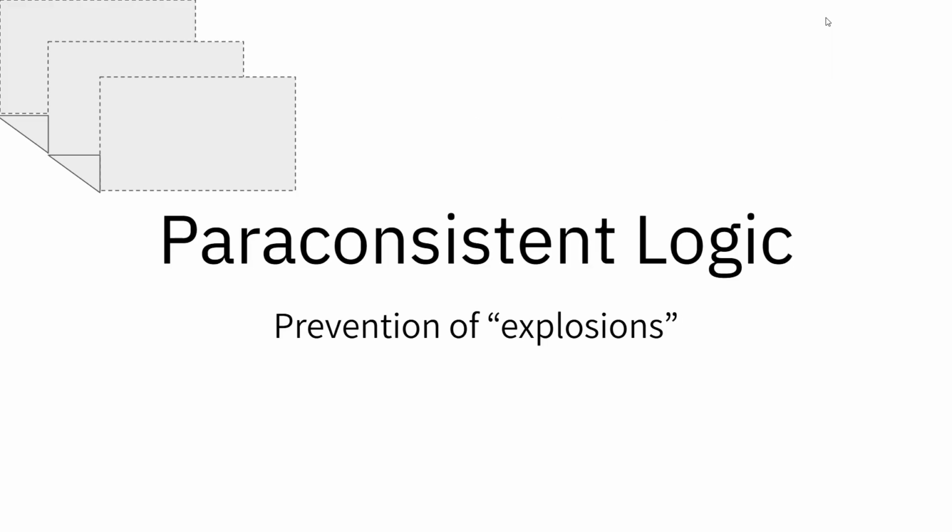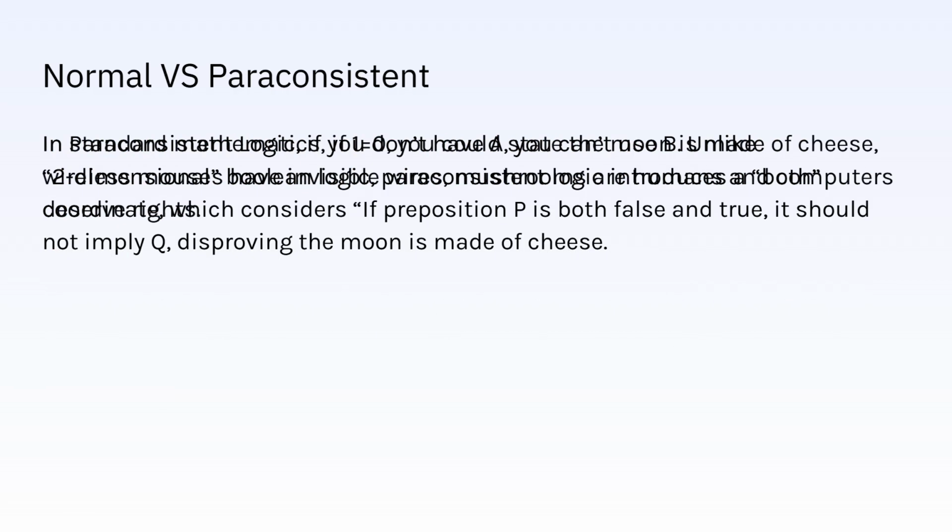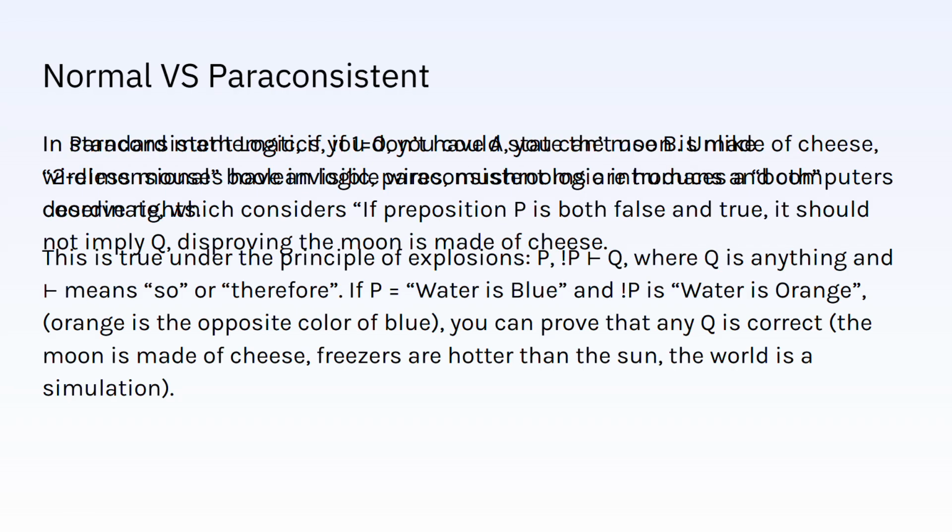Paraconsistent logic. In normal logic, all statements which are both true and false would result in something called explosion, which allows everything to be true, even absurd statements like 1 equals 0. In paraconsistent logic, however, it does not break the entire system. Instead, it ignores it, unlike Boolean algebra.